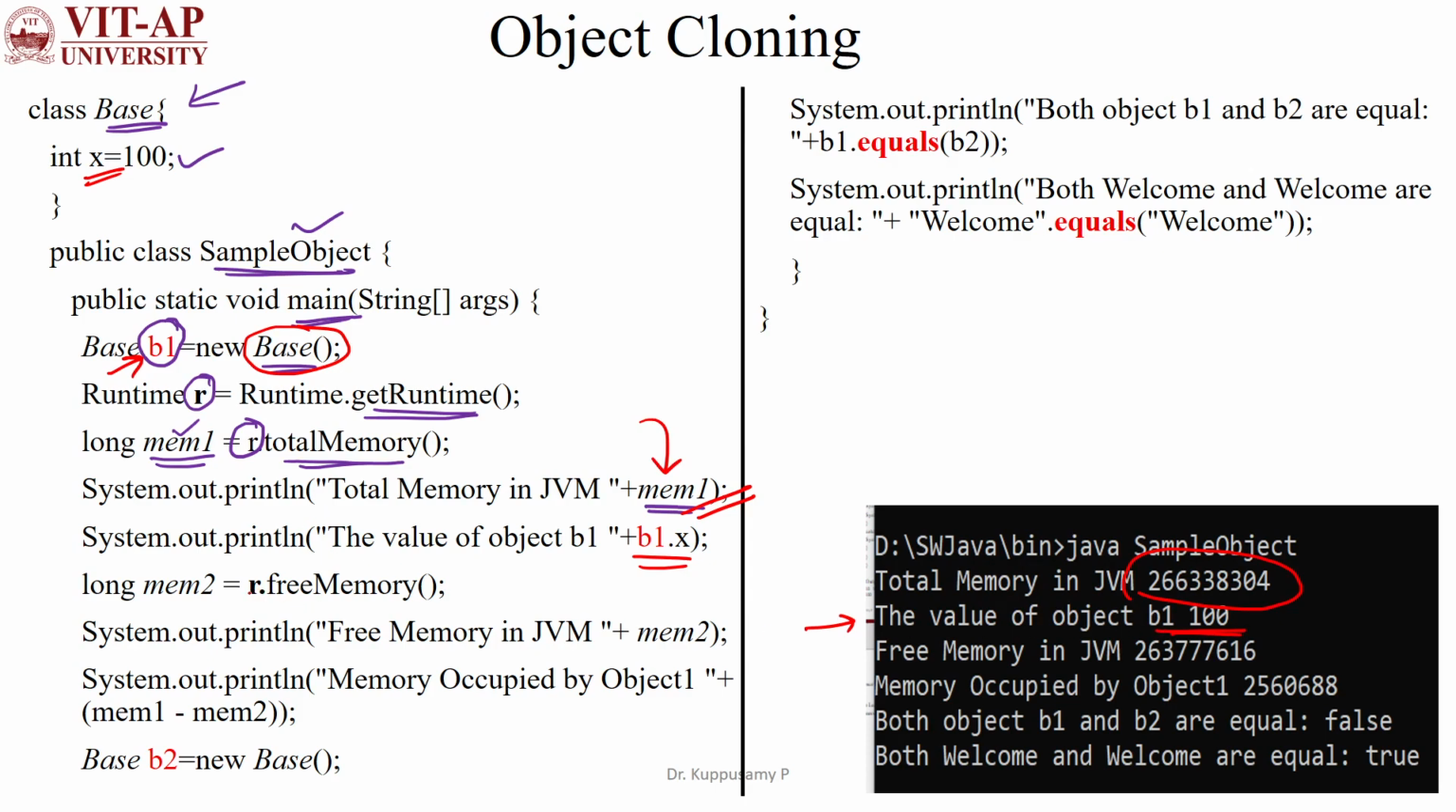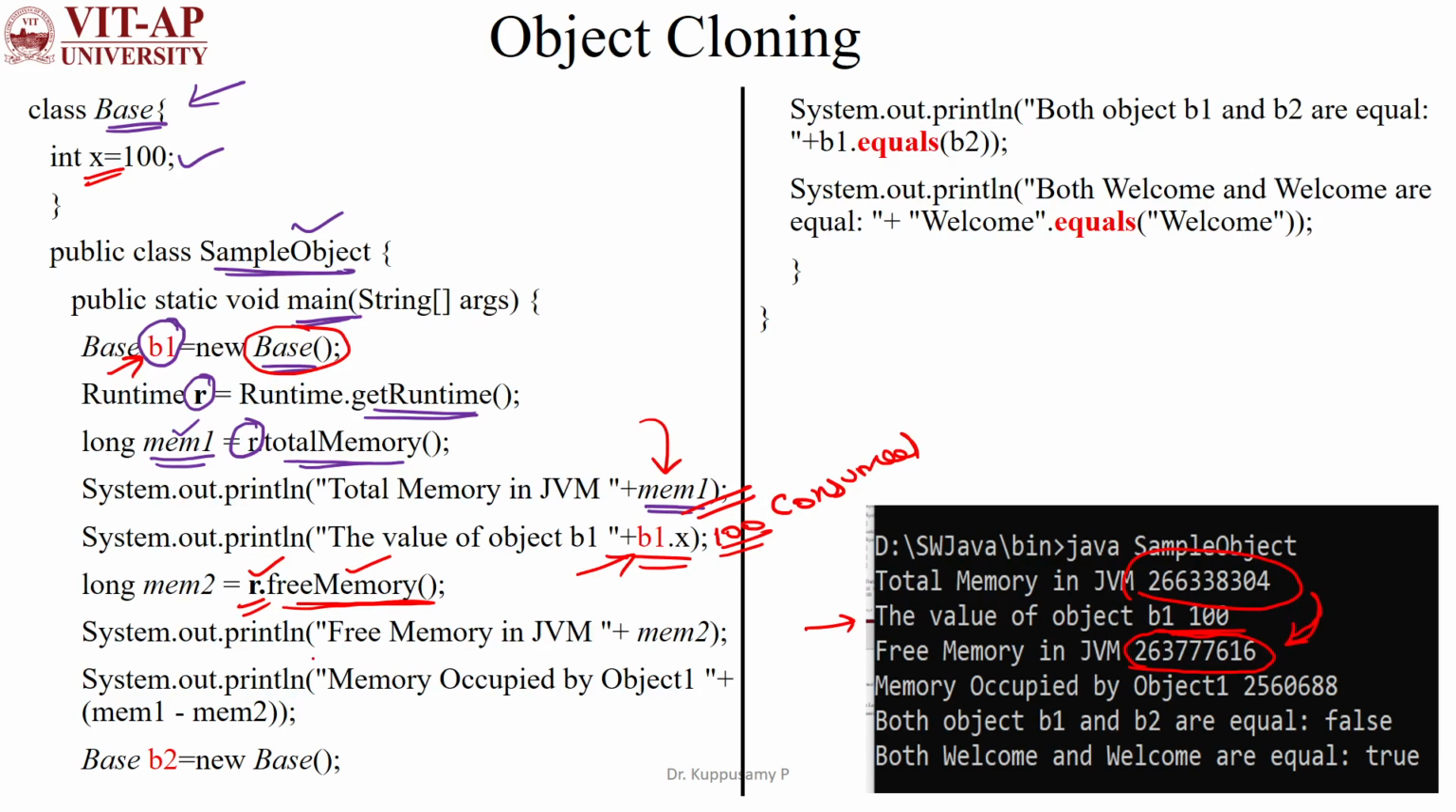Then here I want to see what is the free memory after assigning the memory location to b1. So after assigning the memory location to b1.x, 100 is stored here. For that we consumed some count of the memory. So after that you see what is the free memory available in the current runtime environment. So you see 263777616. You look at that here, the difference. So this is the difference, right?